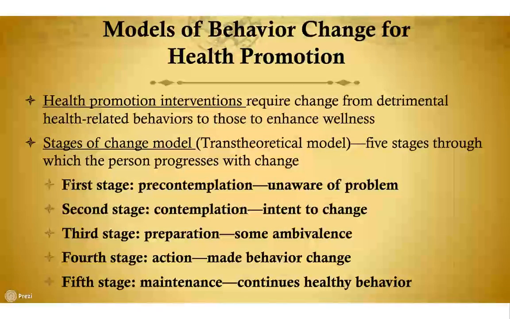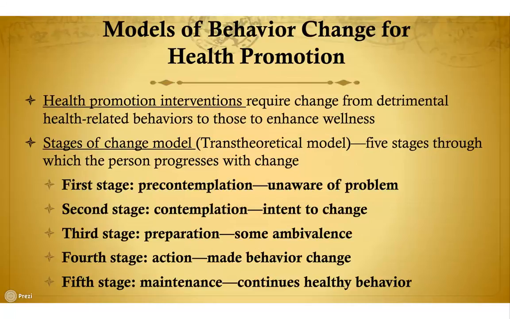There's a couple of models, and we'll really just talk about one here, but for health behavior change, for health promotion, all health promotion interventions require some change that needs to occur, from detrimental health-related behaviors to those that enhance wellness. And it takes some fortitude and persistence of the individual to make those changes. So the trans-theoretical model has stages of change, and there's 5 stages that the person goes through. So first of all, there's pre-contemplation. You're really not aware. That could go on for years and years and years.